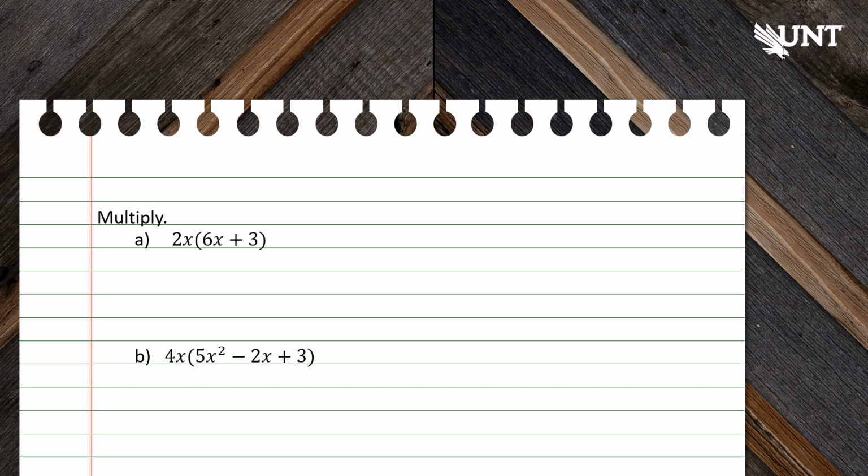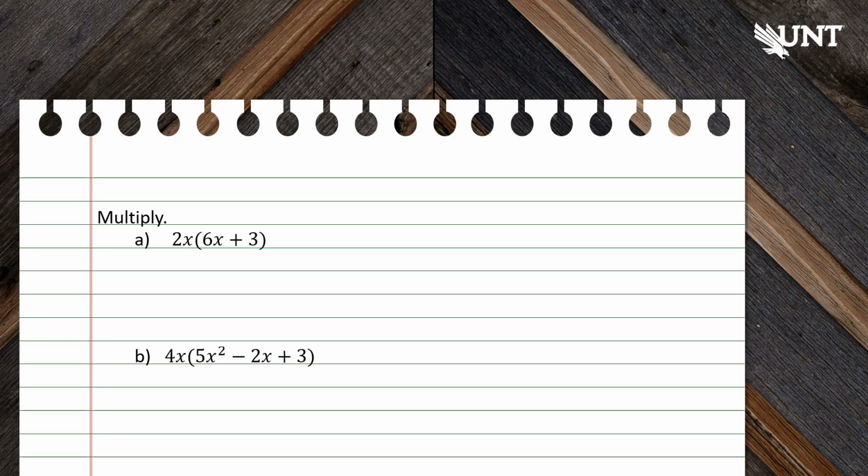The directions state to multiply. For example A, the problem reads 2x, open parentheses, 6x plus 3, close parentheses. In other words, we have a monomial times a binomial. However, this does look familiar. This is the distributive property. We must distribute the value immediately in front of the parentheses to each term inside.